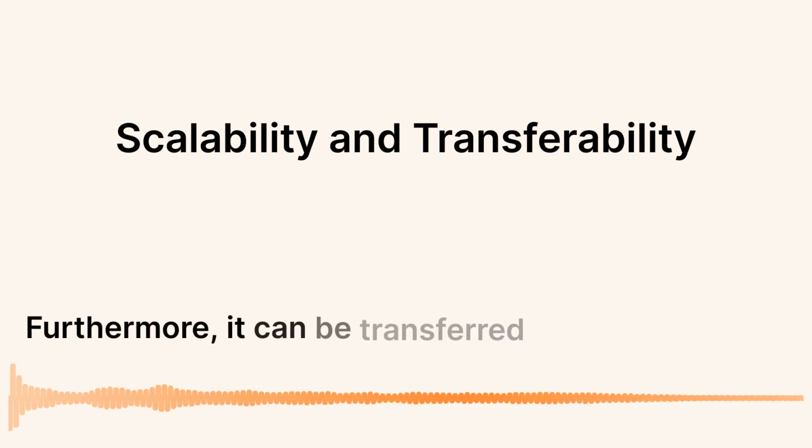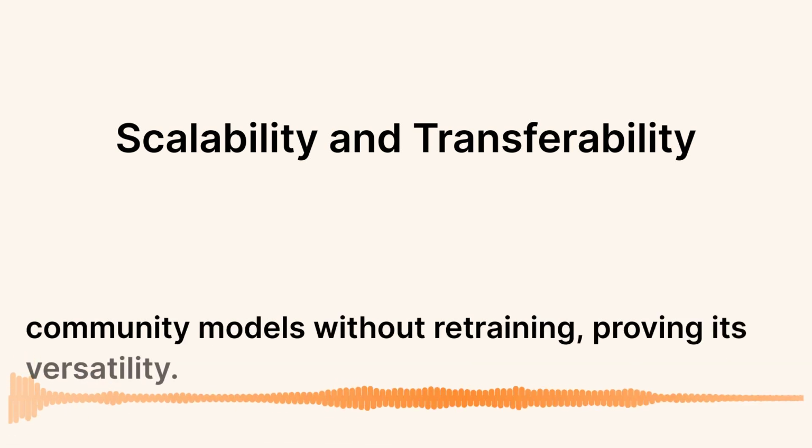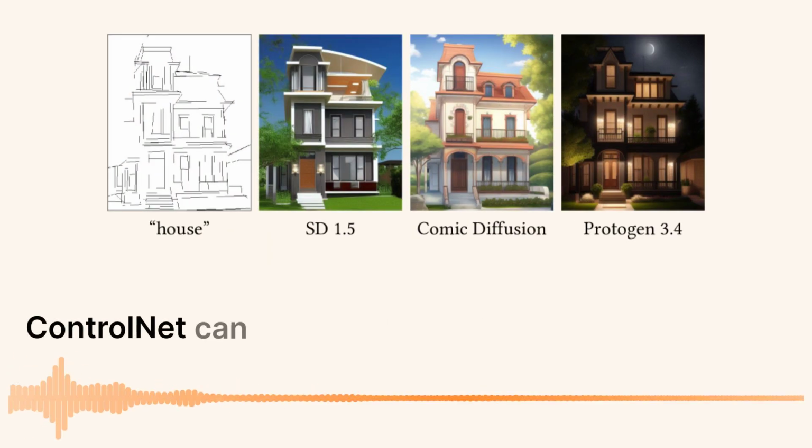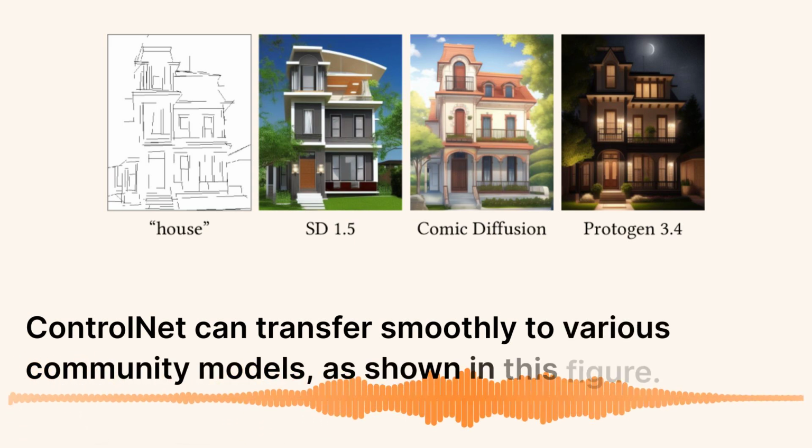Furthermore, it can be transferred to other community models without retraining, proving its versatility. ControlNet can transfer smoothly to various community models, as shown in this figure.